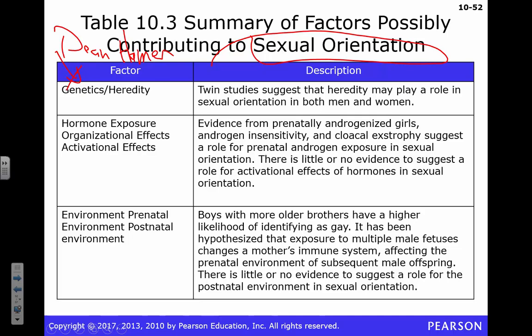So there's that. We already talked about hormones, and then there are some prenatal environment effects as well. It seems like if you're a male and you have a number of older brothers, you are slightly more likely to identify as homosexual than if you didn't have older brothers. I think Dean Hamer was in on that finding as well. But I would recommend The God Gene. It's an easy read.